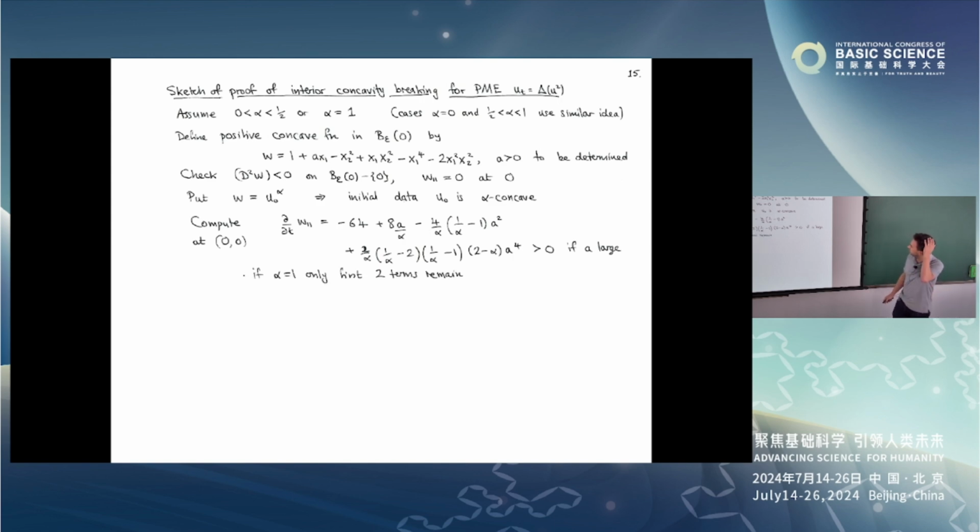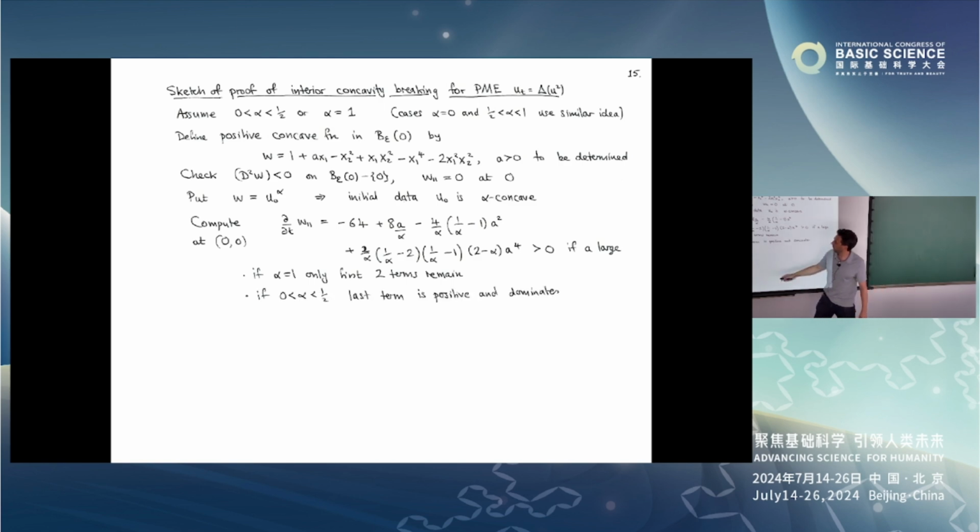So why is this positive if A is large? Well, there are two cases we're looking at. If alpha is 1, then this vanishes, and you're only left with these. Alpha is 1, so you just take A to be bigger than 8, and then that's positive. The other case is when alpha is between 0 and 1/2, and in that case, this term dominates.